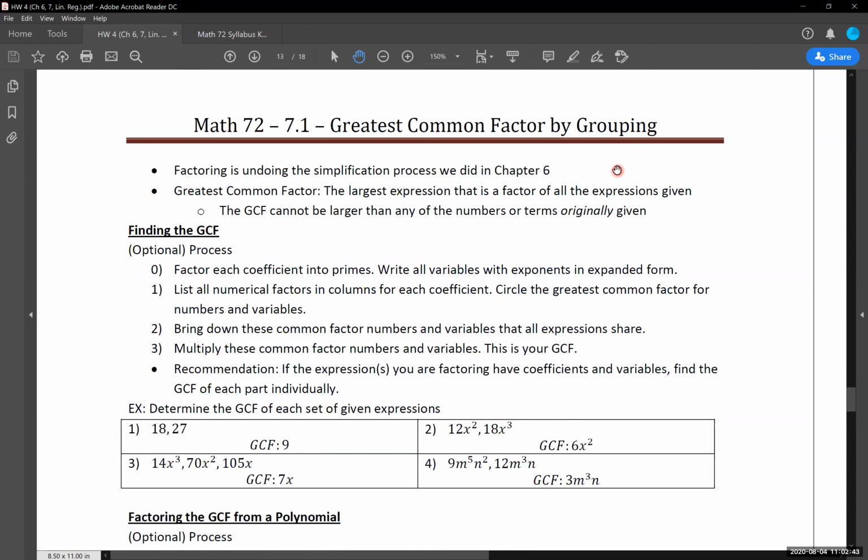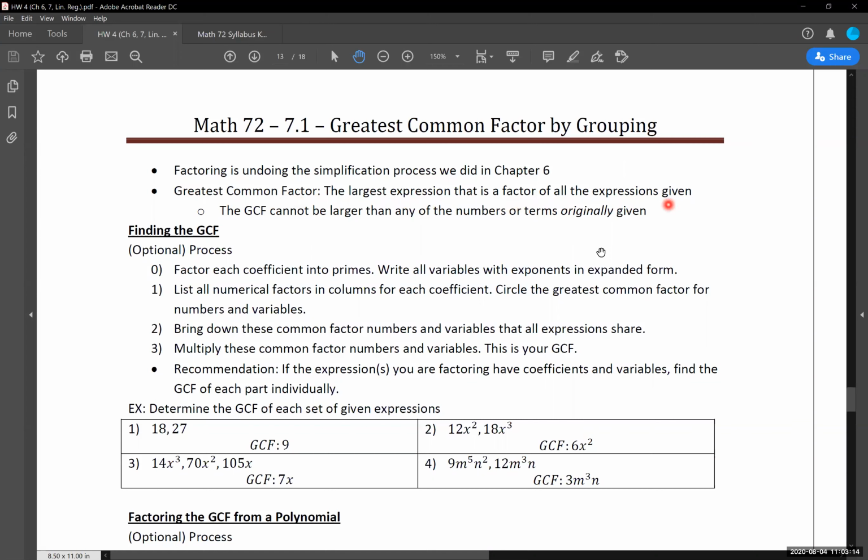So have that as the overarching idea in the back of your mind as we go through 7.1, 7.2, and when you move on into using factoring in the next math class as well. Factoring just undoes multiplication. That's the general way you can think on it. The first one we're going to start with, the main one for this section, is the greatest common factor. This is the largest expression that is a factor of all of the expressions given.